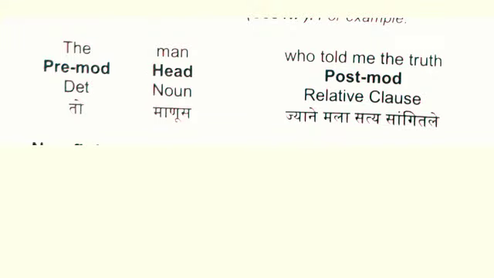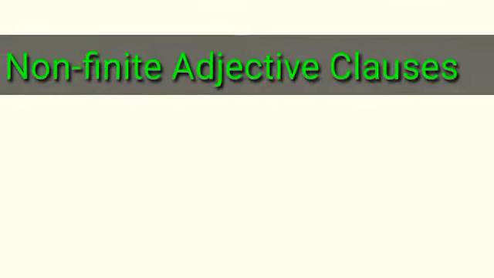The phrase, the man who told me the truth. In the noun phrase, the man who told me the truth, the is the pre-modification and it is the determiner. Man is the head of this noun phrase and it is a noun. And who told me the truth is the post-modifying part and it is a relative clause, relative finite clause in fact. Let's try to talk about non-finite adjective clauses now.